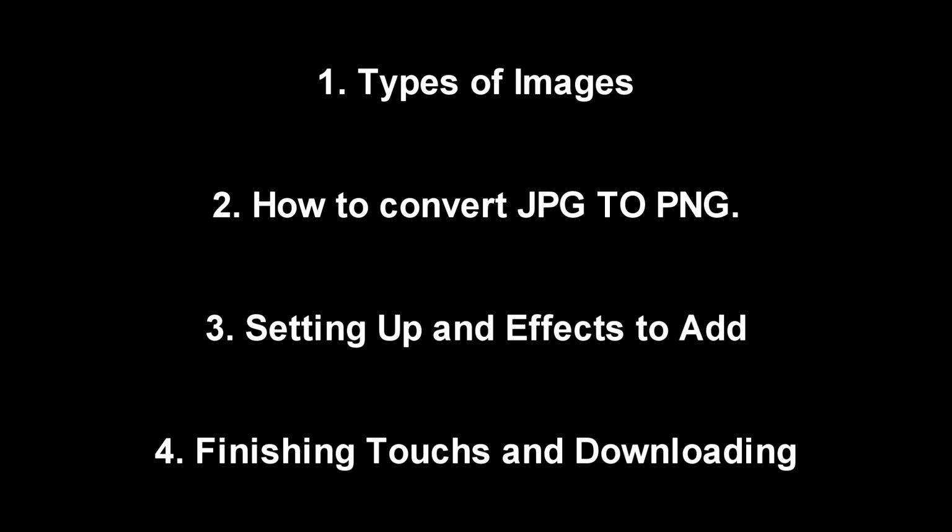The first thing we're going to do is types of images, like JPEG, PNG, and everything like that, and the ones you want to choose. The second one is how to convert JPEG to PNG. It's really simple. The third one is how to add effects and start up your template, and the fourth one is downloading and everything else. So let's get on to it.